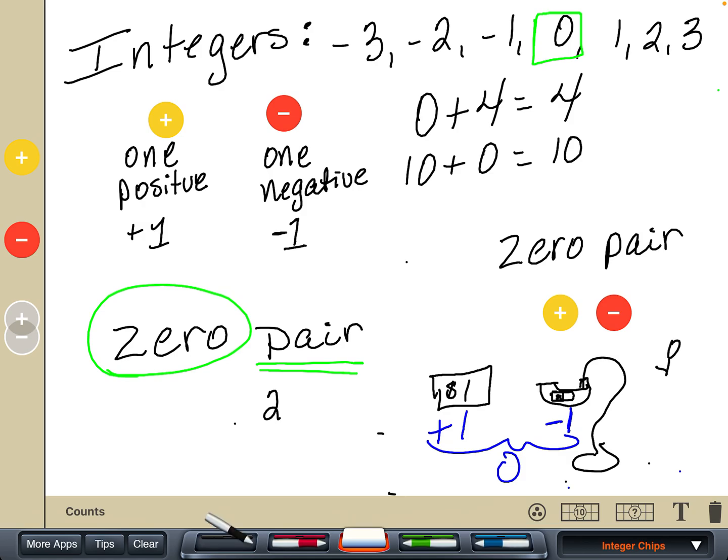Think about a person who's walking, right? If that person takes 1 step forward, that integer that would represent that would be a positive 1. And then if they decide, oop, you know what? I don't want to go that way. And they take a step back, then when they take the step back, that integer is represented by a negative 1.